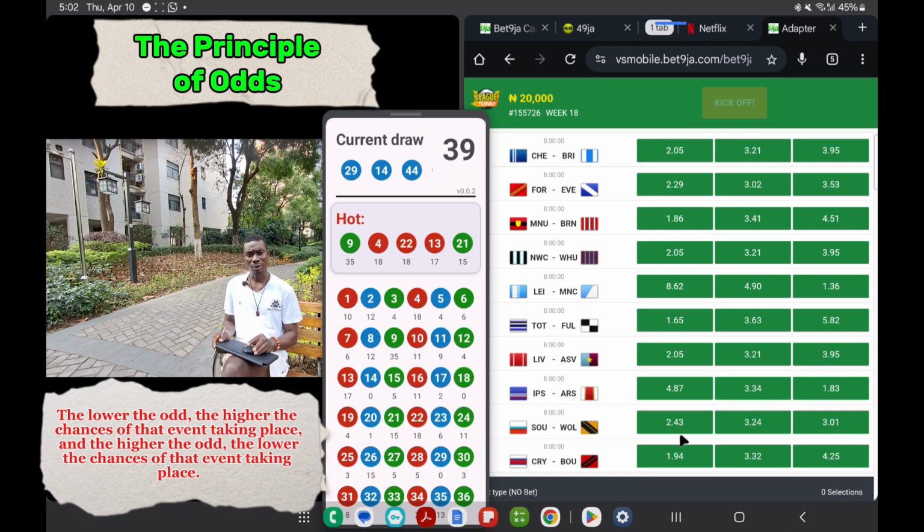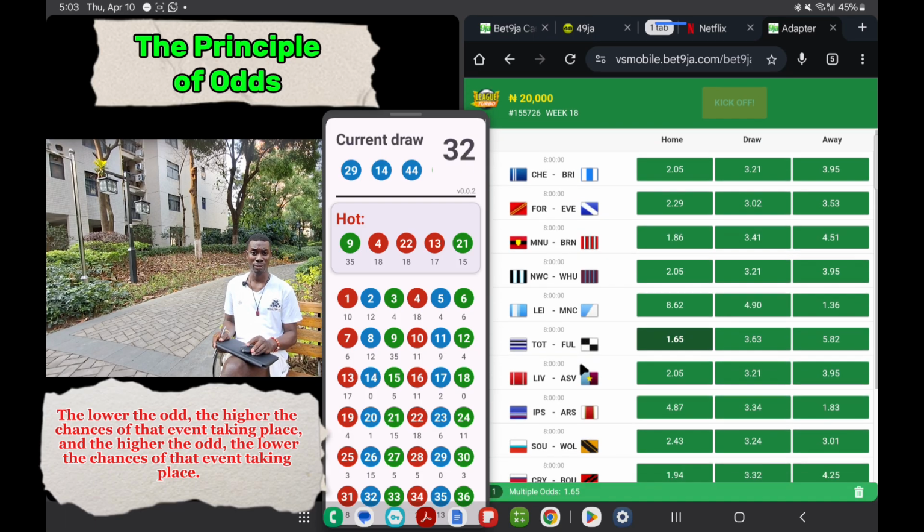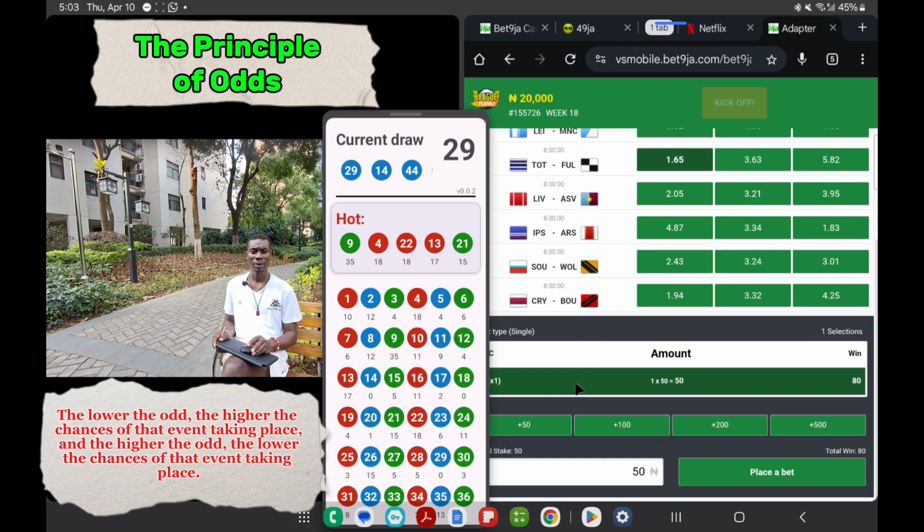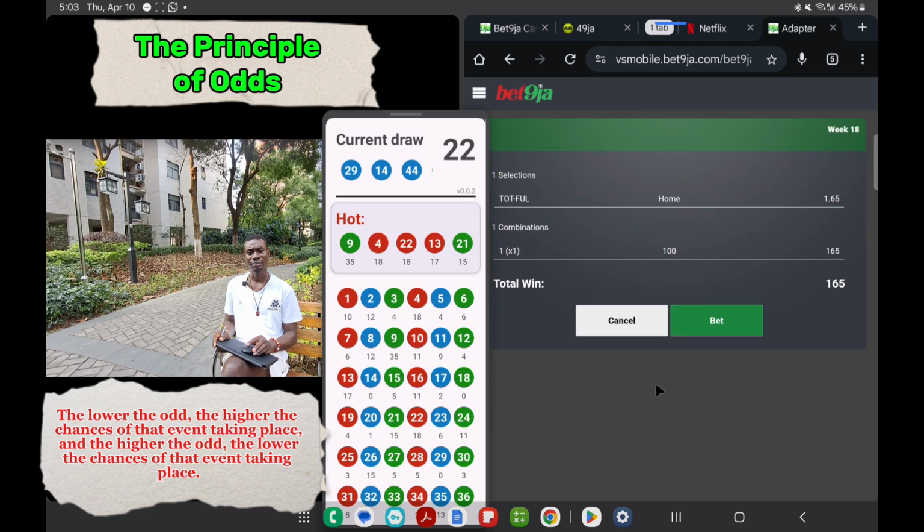Okay, so I'll go with this odd, by the principle of odd. I'll start my trade just for illustration purposes. I'm starting the trade with 100 naira. My network is bad, probably because the page has been left open for some time, so I will have to refresh.